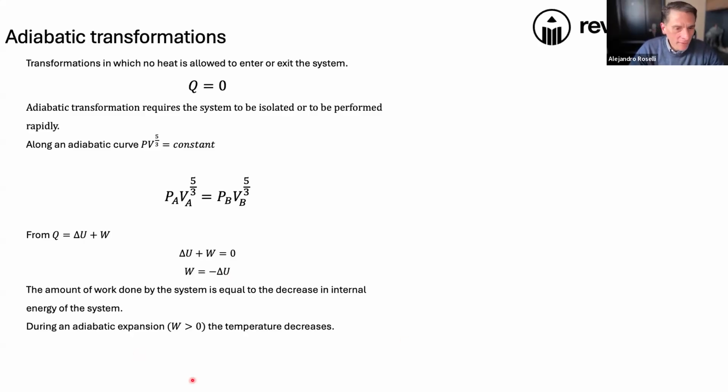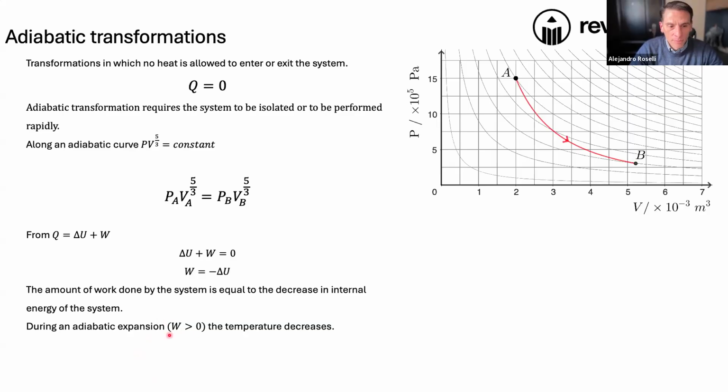During an adiabatic expansion, there's a positive amount of work and temperature decreases. What you see here in the graph are adiabatic transformations. They are not easily identified when they are represented on their own, because those are curves, and it's not easy to identify by just looking at a curve. Is it an isothermal? Is it an adiabatic?